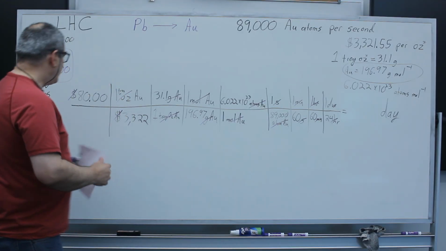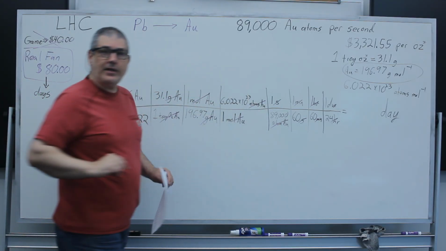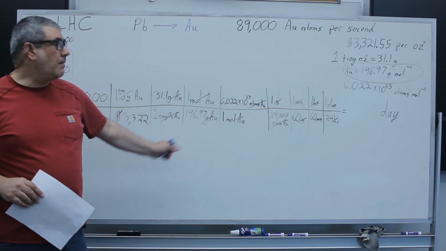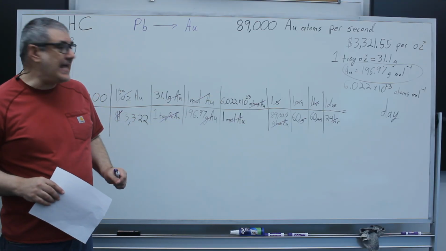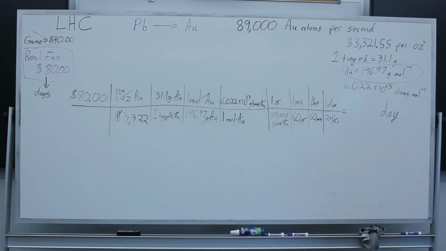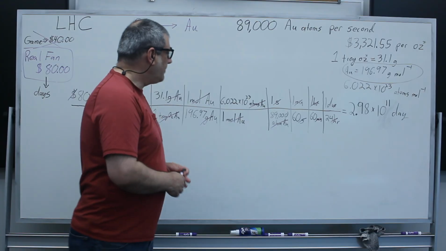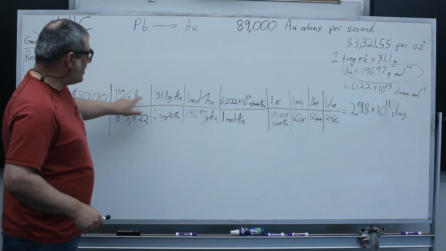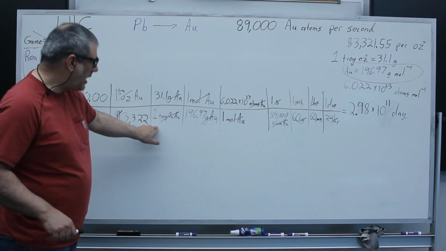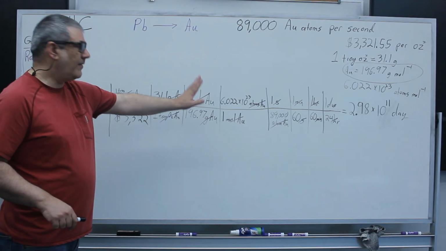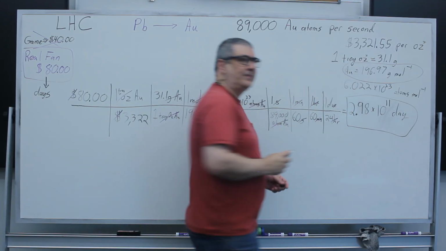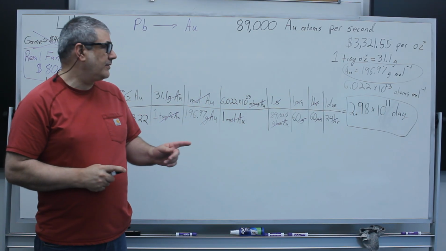The way I'm going to do that, everything on top, we multiply across, and then we divide through by everything on bottom. And that will give us a number, which is going to be in the unit of days, and then that's going to be our answer. So I'm going to pick up my calculator and do that. Okay, I've done the math. So when we multiply 80 by 1, by 31, etc., and then divide by 3,322, divide by 1, divide by 196.97, etc., we get 2.98 times 10 to the 11th days.